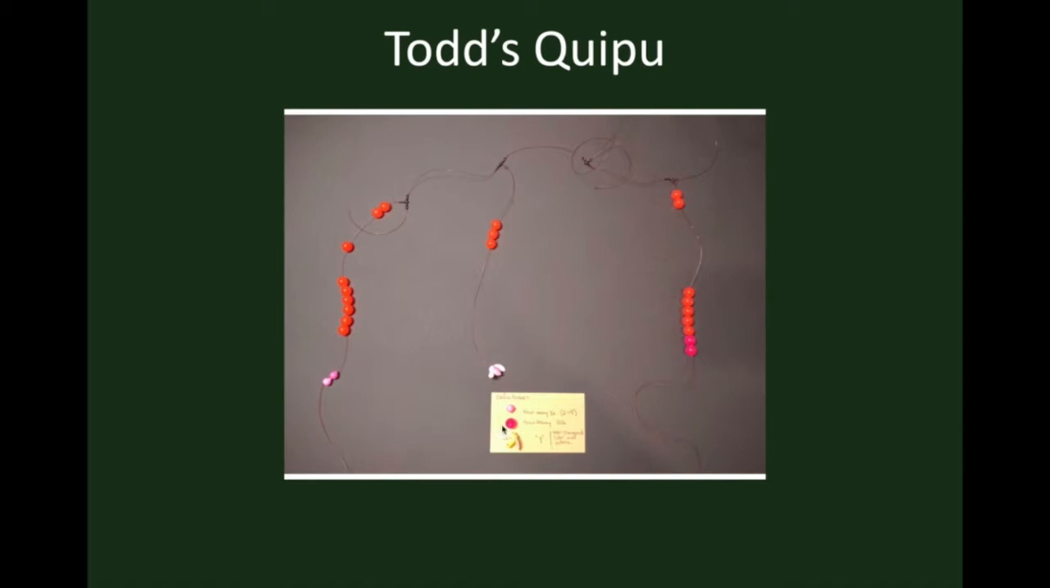But basically I have these 3 different types of fishing tackle that I'm using to indicate the knots that the Inca would use.